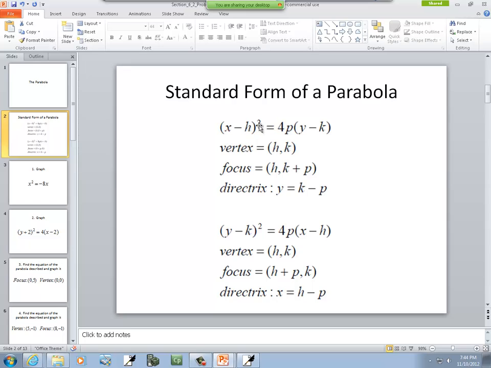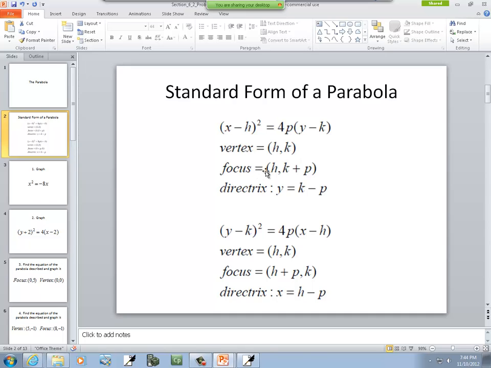(x minus h) squared is equal to 4p times (y minus k). And (y minus k) squared is equal to 4p times (x minus h). A difference between these two formulas: the top one, the square is on the x; the bottom one, the square is on the y. So it's very easy to tell them apart. Our vertex on both of them, actually, is (h, k).